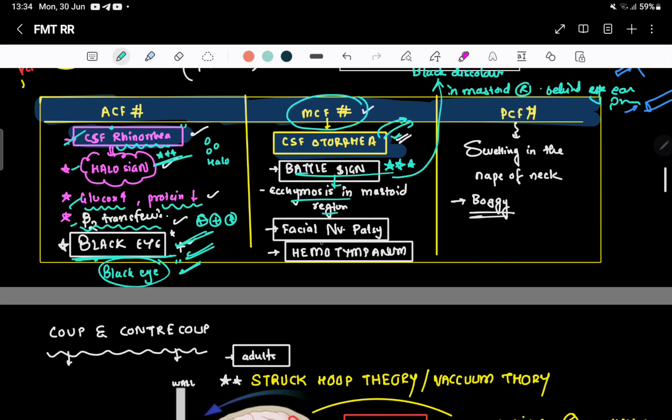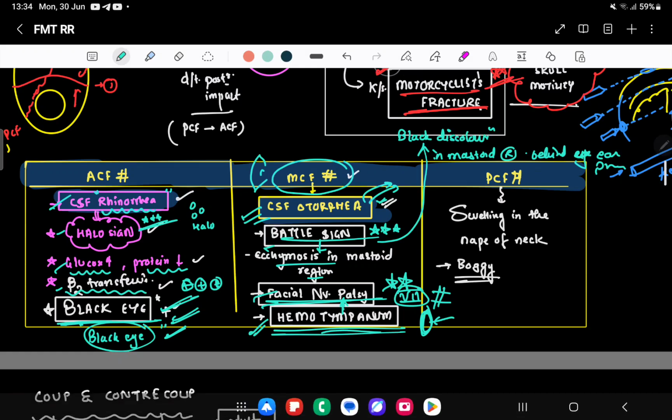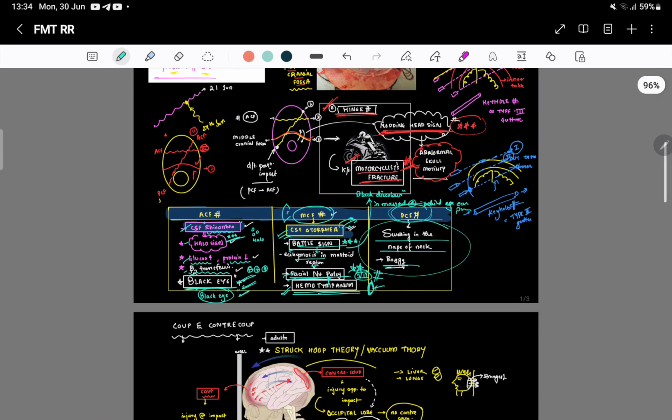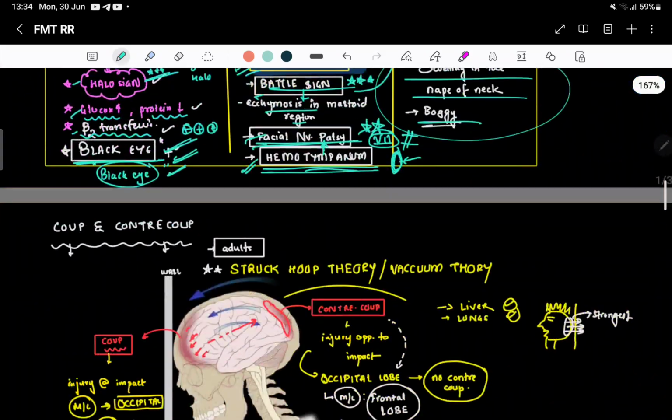Ecchymosis in the mastoid region is the Battle sign. Facial nerve palsy will be there, as the facial nerve will be injured, and hemotympanum. So you can see ear related things: Battle sign, CSF otorrhea, hemotympanum, facial nerve palsy, because it is associated with the middle ear. Hemotympanum is basically blood collection in the tympanic cavity. Posterior cranial fossa fracture has nothing very important, only a boggy swelling at the nape of the neck. That brings us to the end of the fractures.